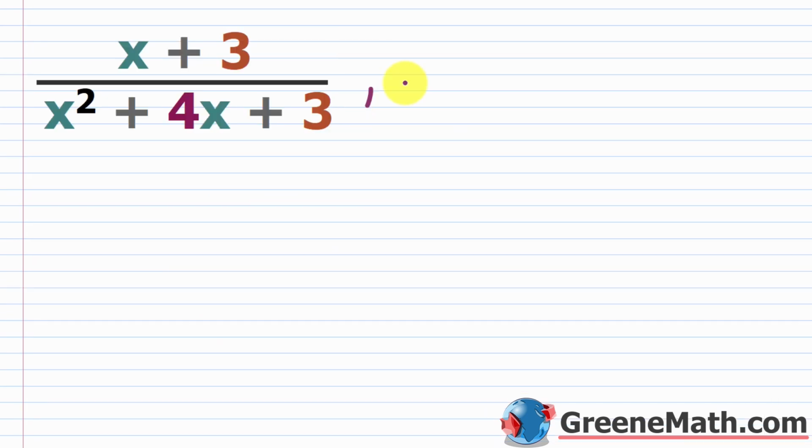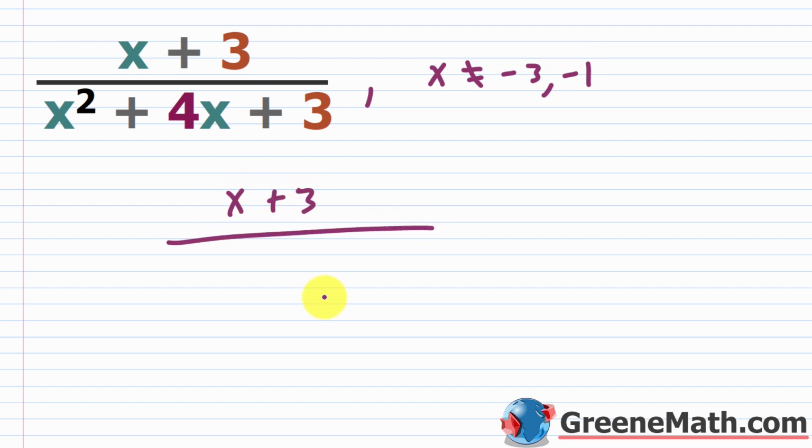And I'm just going to put a comma here and put x is not equal to negative 3 and negative 1. Okay, now I'm going to simplify. So the top part, x plus 3, I can't do anything with that. The bottom part, we just factored this, so just remember that.